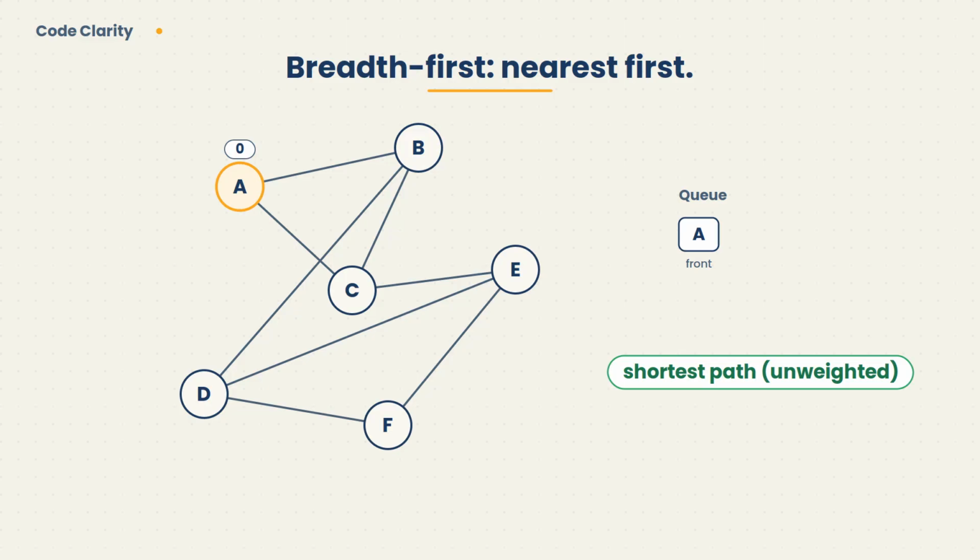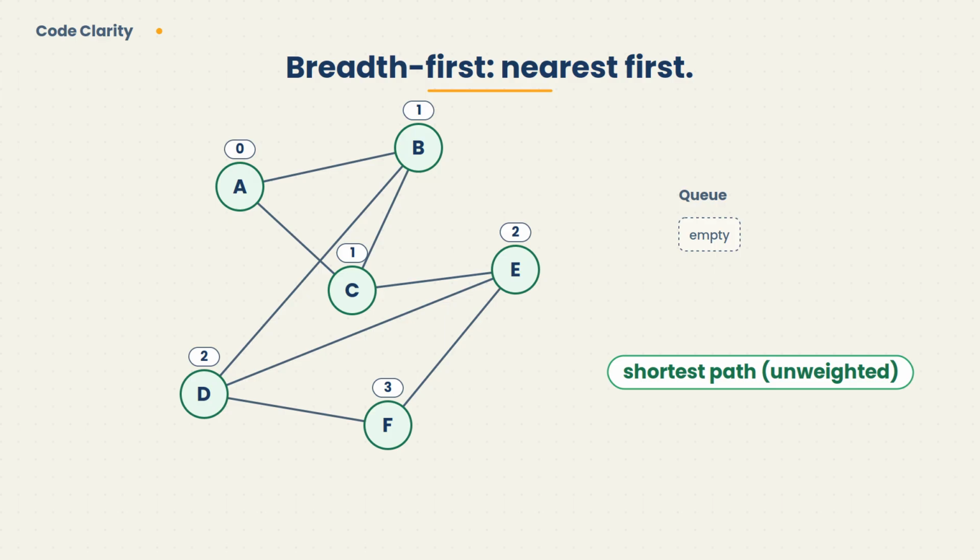Breadth first search explores in rings. Start at a source, visit all its direct neighbors, then all of their unvisited neighbors, and so on, expanding outward one layer at a time. The tool that makes this work is a queue. Enqueue the start, then repeatedly take the front vertex and enqueue its unvisited neighbors. Because BFS fans out by distance, it has a superpower. In an unweighted graph, the first time it reaches a vertex, it has found the shortest path there.